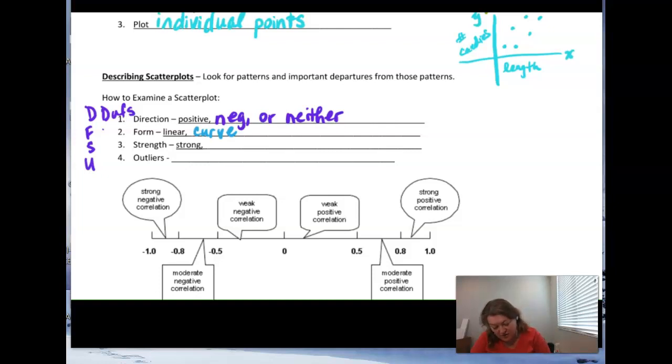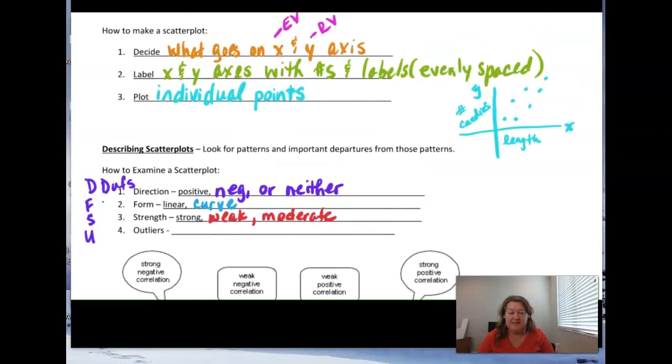Okay. All right, next one, let's take a look at strength. So we've got strong, weak, or moderate. A strong strength would be points that basically make the line up already. A weak one would be one kind of like this where it's hard to see the line. And moderate would be somewhere in between. So weak is, it's really hard for me to see the line that would be a good fit. Moderate is, I can kind of see it, but they're not going to be really close to that line. Strong is, man, are they really, really close to that line.